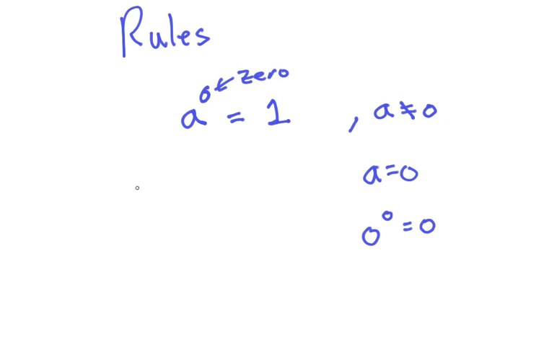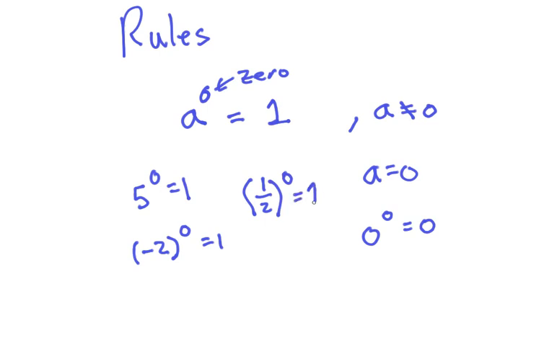For example, 5 to the power of 0 would be 1, as well as something like negative 2 to the power of 0 would be 1, and we can even have fractions in there. Let's say 1/2 to the power of 0 would also be 1. Okay, so a to the power of 0 is 1. Alright, let's go to the next one.